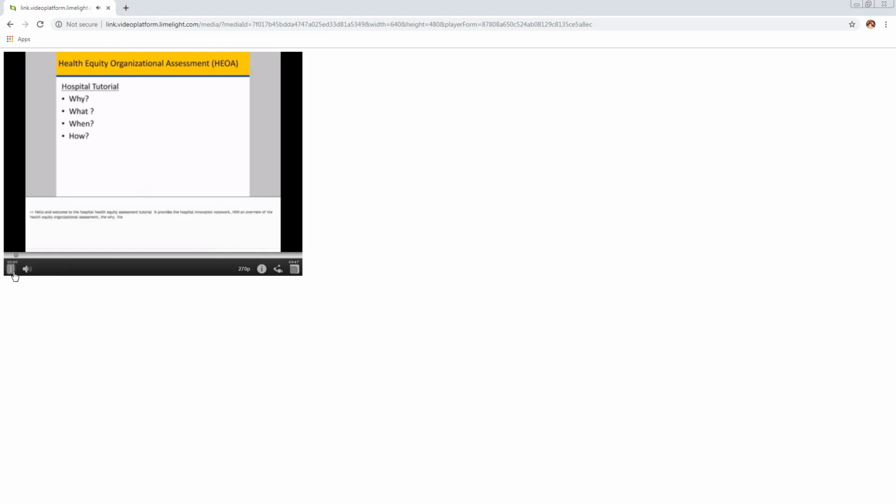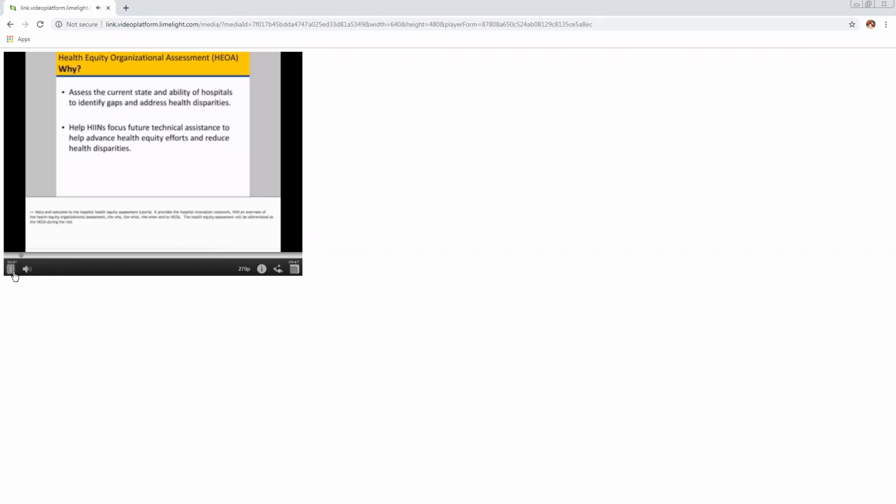tutorial. This brief tutorial will provide hospitals in the Hospital Improvement Innovation Network program, abbreviated as HIIN, an overview of the Health Equity Organizational Assessment, explaining the why, the what, the when, and the how related to HEOA. The Health Equity Organizational Assessment will be abbreviated and referred to as the HEOA during the rest of this tutorial.